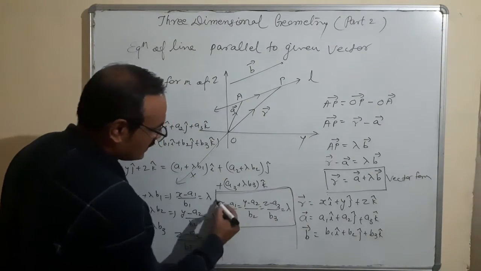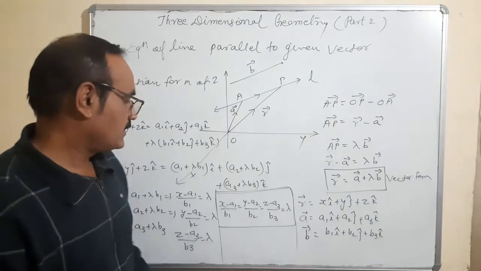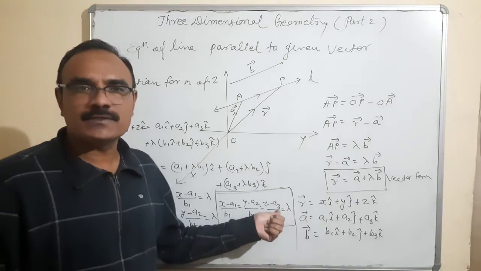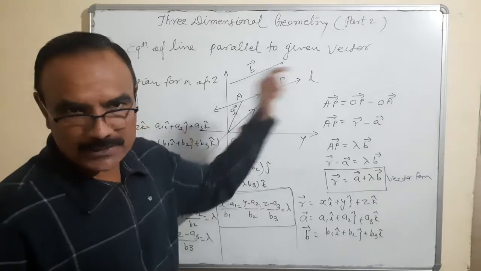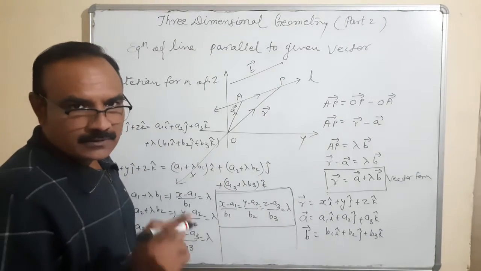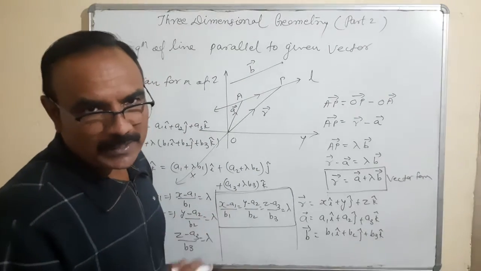Okay, this is the Cartesian form. In this Cartesian form, you can understand that these A1, B1, C1 are the point from where the line is passing. And B1, B2 and B3 are the components of the vector to which the line is parallel.